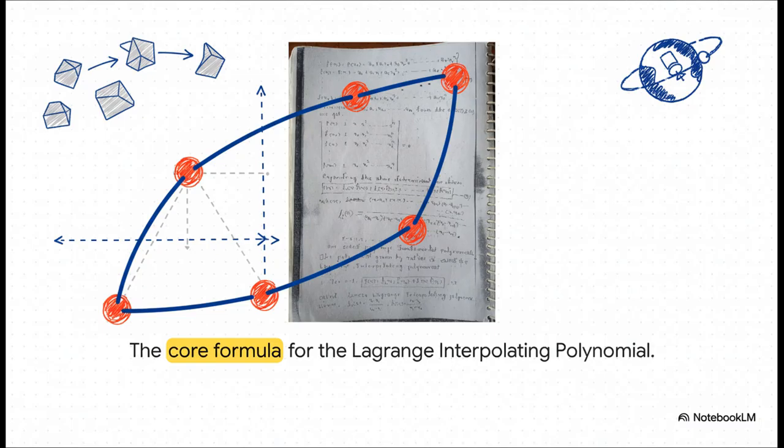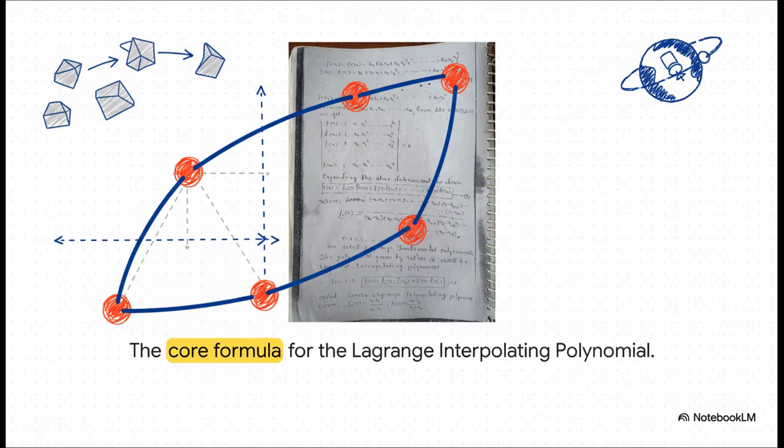And boom, here's the recipe itself. Again, lots of symbols, I get it. But don't focus on the individual letters, look at the structure. See how it's just a bunch of pieces all added together? Each one of those pieces has two parts. You've got this L thing, we'll talk about that in a sec, and it's multiplied by one of the data values we already know. What we're really doing is just blending a bunch of smaller, simpler curves to make our one big, perfect curve.